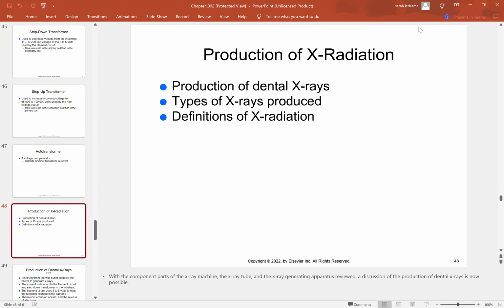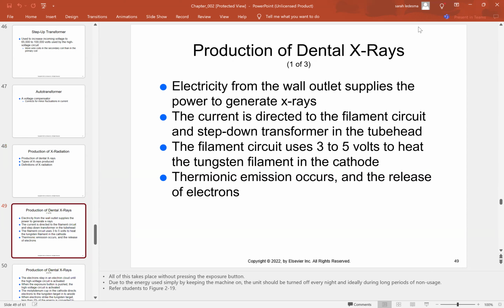Production of X radiation. The production of dental X-rays, types of X-rays produced, and definitions of X radiation. Production of dental X-rays. Electricity from the wall outlet supplies the power to generate X-rays. The current is directed to the filament circuit and step-down transformer in the tube head. The filament circuit uses 3 to 5 volts to heat the tungsten filament in the cathode.